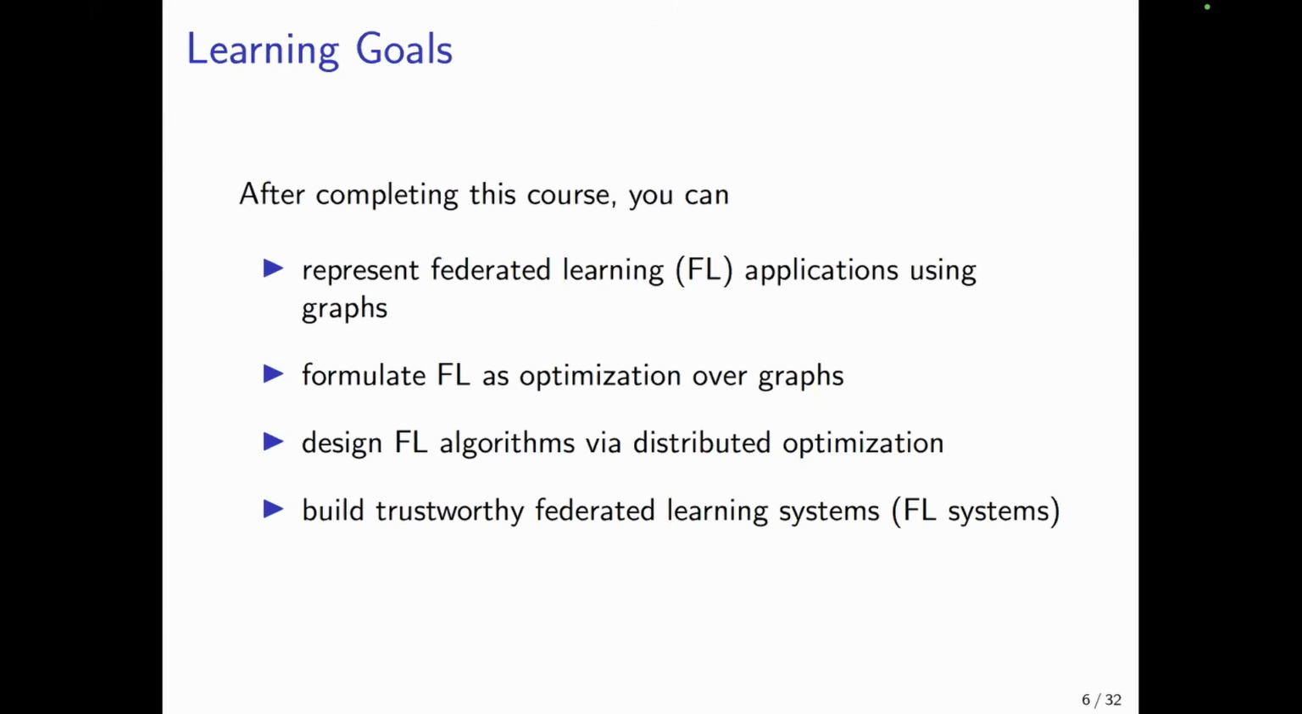After completing this course, you should be able to represent federated learning applications using graphs. So you will also hear about graph theory a bit in this course as a nice mathematical tool to study and design federated learning systems. The core idea of this course, as you will see in the following lectures, will be to formulate federated learning as an optimization problem over graphs. So basic machine learning is an optimization problem in terms of empirical risk minimization, and in federated learning we extend this optimization setting a bit more by having optimization over graphs. Then you will learn how to design federated learning algorithms via simple, very basic distributed optimization methods. And you will be able to build and analyze or verify the trustworthiness of federated learning systems.